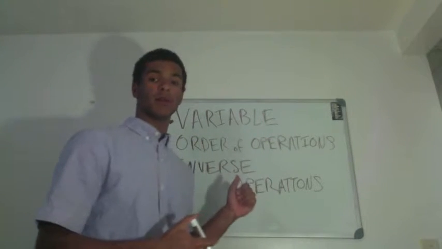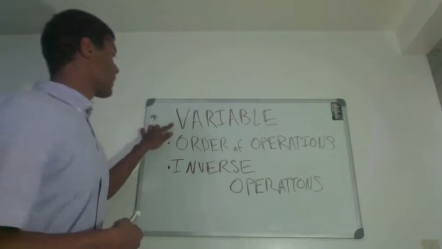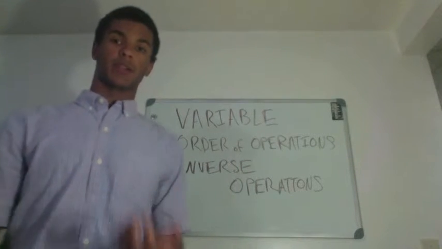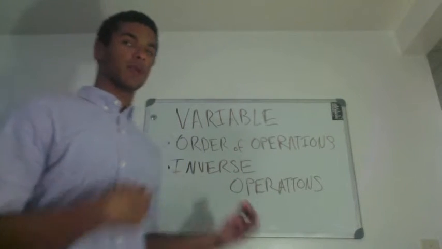So let's look up here, we're going to look at our vocabulary for the week and get started. First we have variable, and for our purposes what that means is our unknown, or what we're trying to solve for in our equations. You'll see what that means as we get more into it, but let's get all these things refreshed.